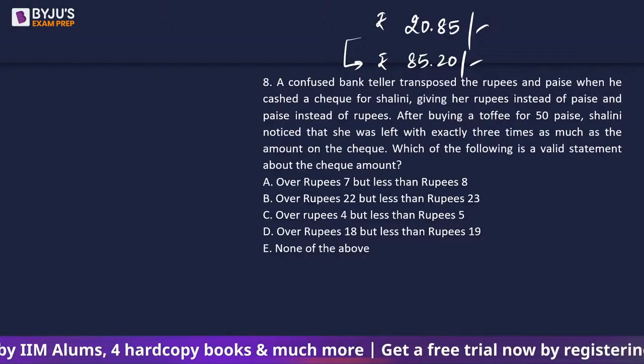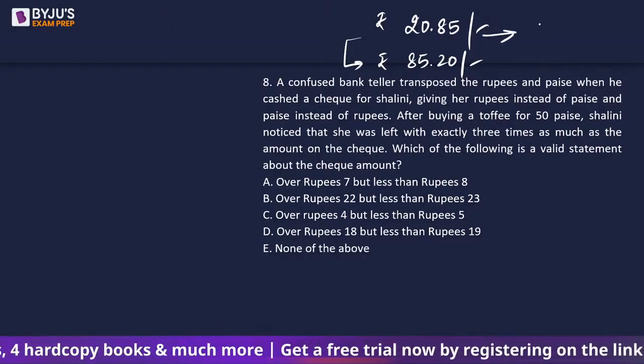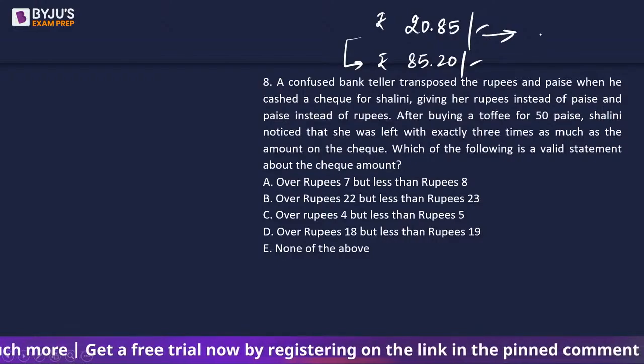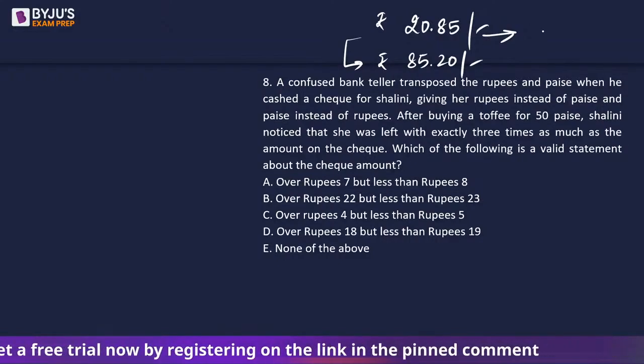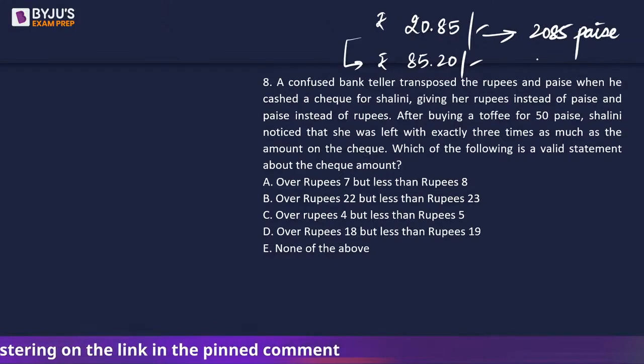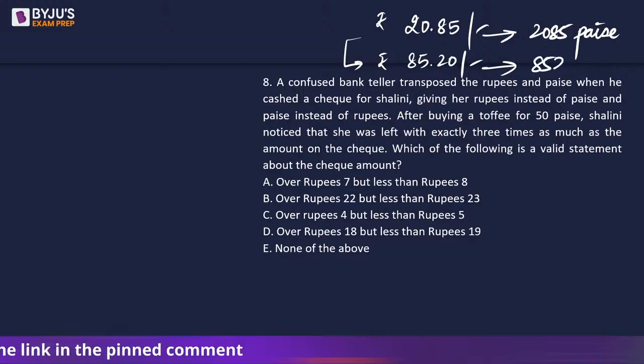Okay, so what we will be doing is we will be converting the amount into paise only. क्योंकि पैसे को रुपीज में करेंगे पॉइंट आएगा, राइट? So 20 rupees 85 paise is 2085 paise. Similarly, 8520 is 8520 paise, right? Every rupee is 100 paise.